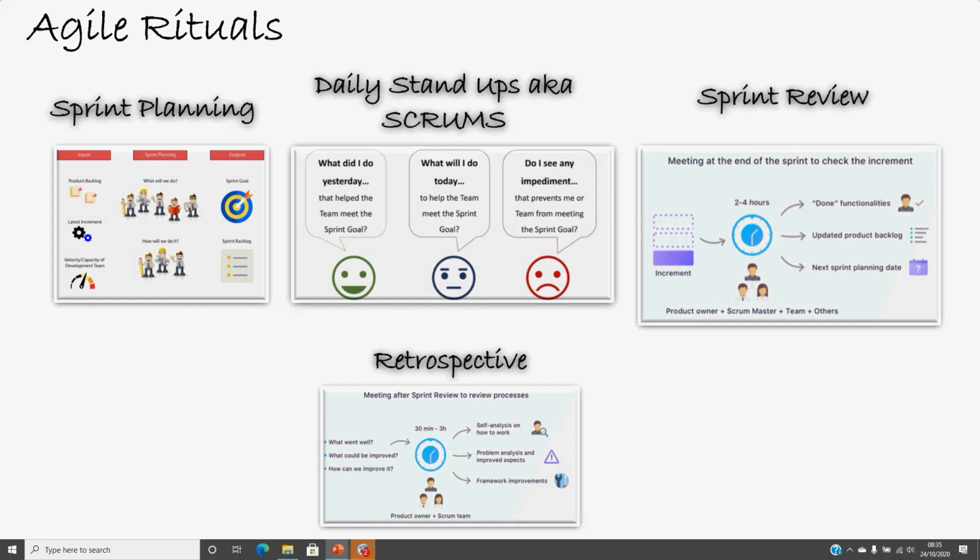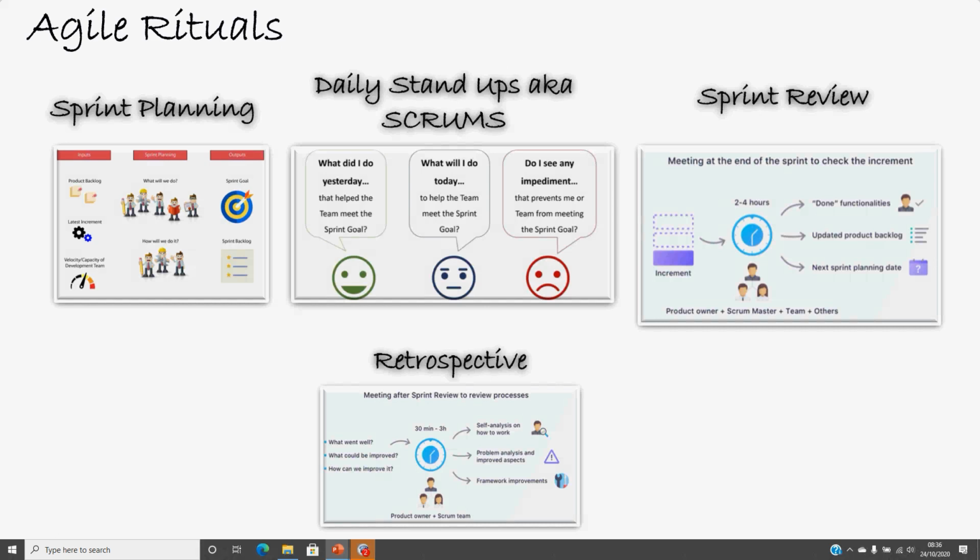So all of them come together and they answer three basic questions. Everybody is given an opportunity to answer three basic questions in as small of a time as possible. What did they do yesterday that helped them achieve their sprint goal? What are they going to do today? And what are the impediments in their view that are going to stop them from achieving their sprint goal?